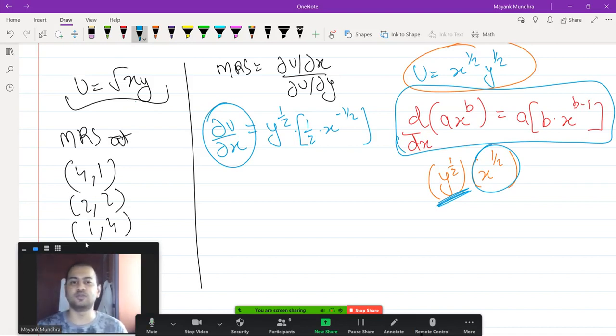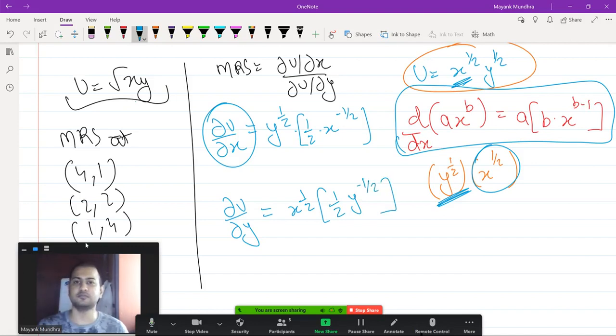Similarly, I am going to do del u by del y. Del u by del y will be x to power half into, so you keep x as constant, so x to power half remains as it is, y to power half becomes half y to power minus half. Okay.